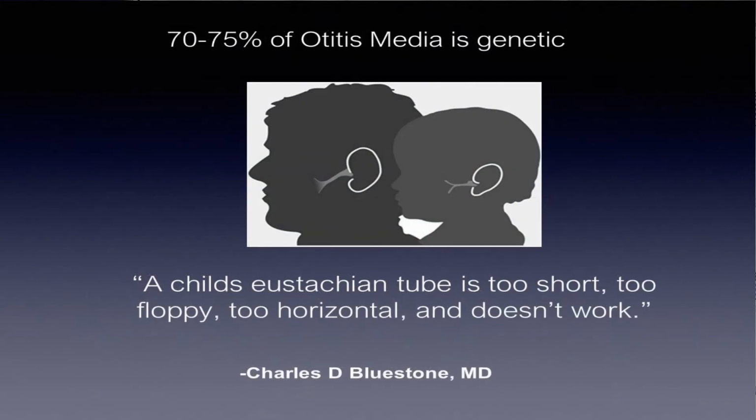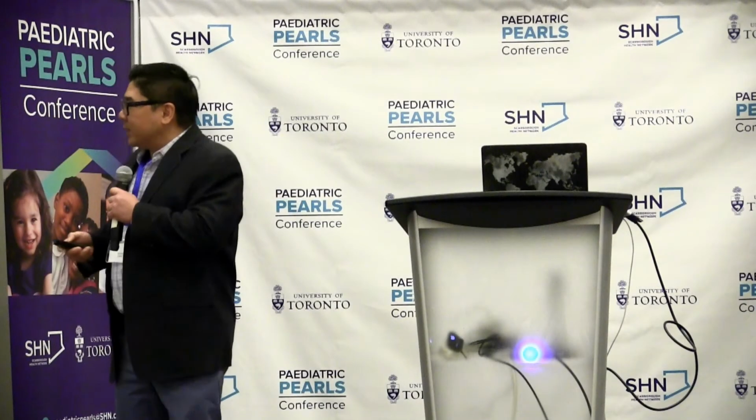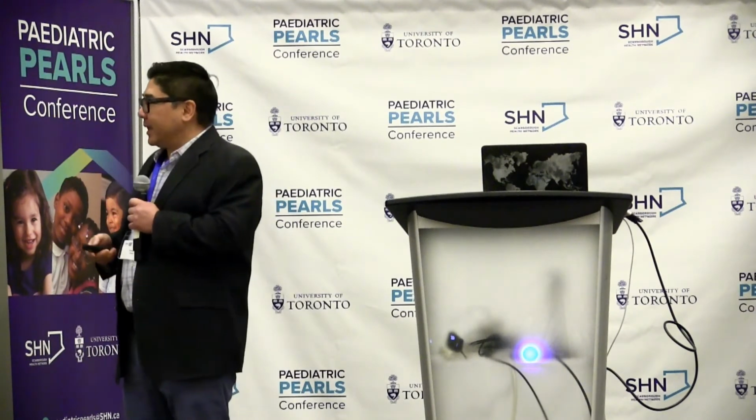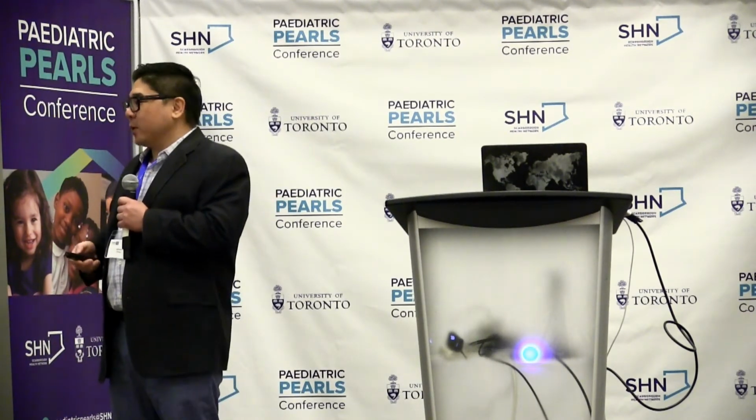But in the end, 70 to 75% of otitis media is determined by genetics, and this is proven through twin and triplet studies. The problem is with the child's Eustachian tube, which is too short, too floppy, too horizontal, and just doesn't work. This is according to Dr. Bluestone, who is the editor of Paediatric Otolaryngology, which all otolaryngology residents know inside and out by the time they hit their exams.